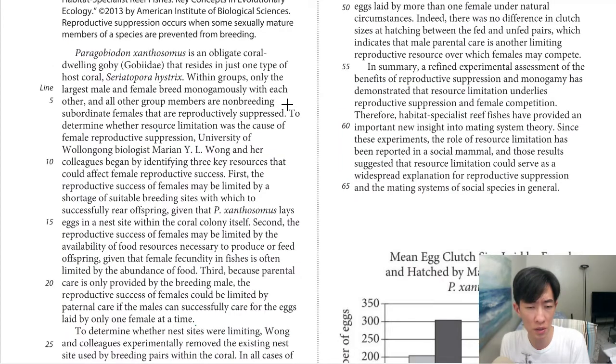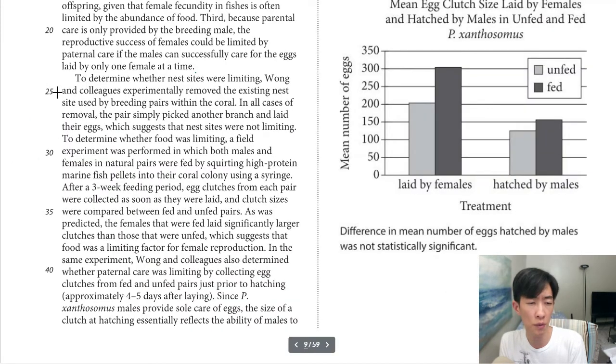Start right over here in line 6. To determine whether resource limitation was the cause of female reproductive suppression. So in this case, determine, in my estimation, means like figure out, right? They're trying to figure out the answer to the question. Next is line 24, to determine whether nest sites were limiting. Again, same usage of determine, to figure out. They want some information. And the last one, even though it says line 9, they probably mean line 29. It's probably a typo. Here it says to determine whether food was limiting. So again, exact same usage of determine, which means to figure out.